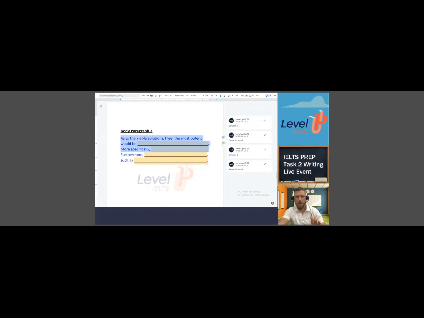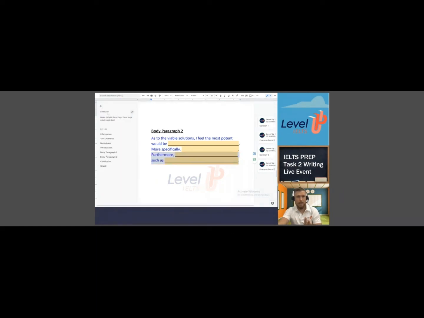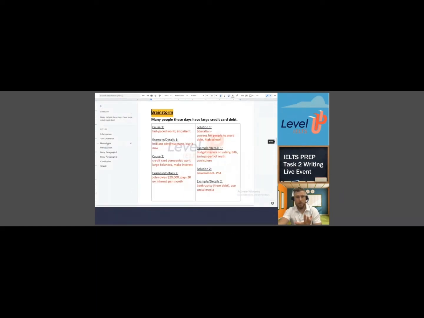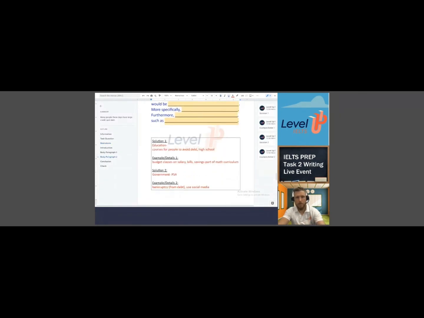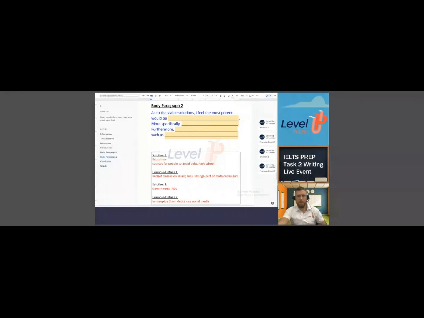This is where our solution 1 goes, which was education, and example details 1, which was about education that you guys came up with. And then myself and the other instructor will do solution number 2. So let's look at the brainstorm. Here we go. I'll copy and paste this for you guys. You can see it on the same screen with the templates. Make it easy for you guys. There we go. So go ahead, start throwing it in the chat.